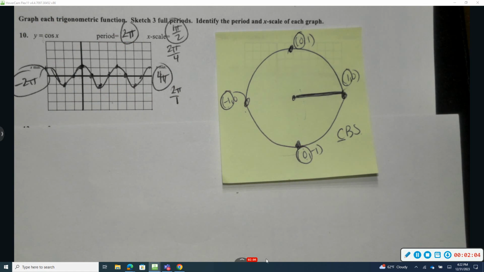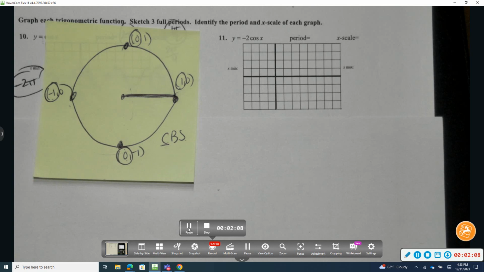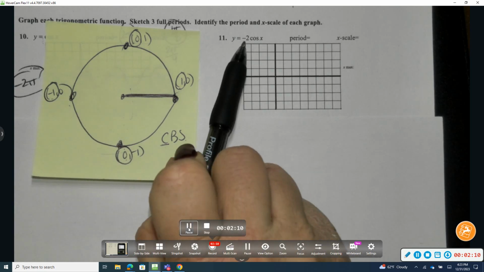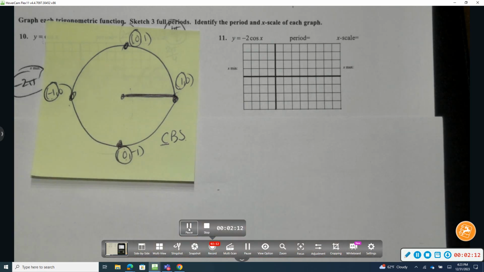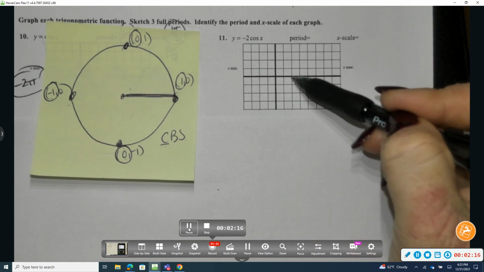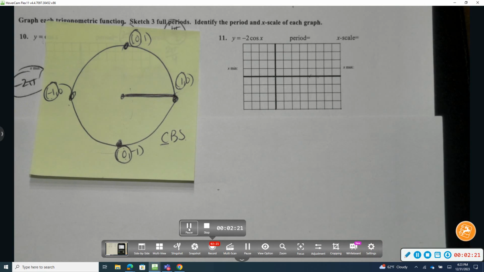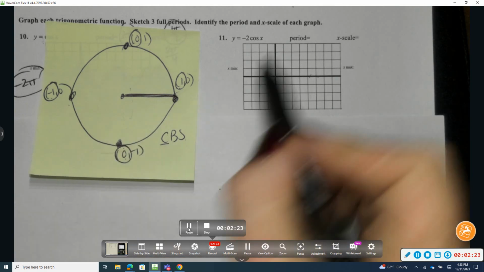Let's look at number 11. All right, so for number 11, we've changed it up: instead of having a 1, it's a negative sign. And just like sine, remember sine goes hill and then valley, but when there's a negative, it reverses it. The same thing is going to happen. We are going to reverse it, and we'll see how this works.